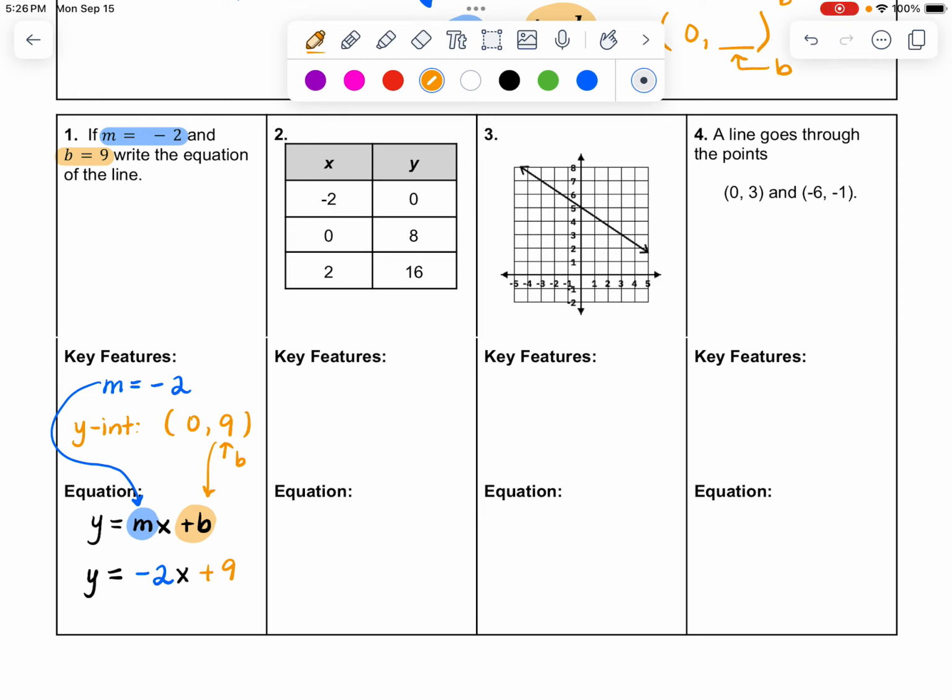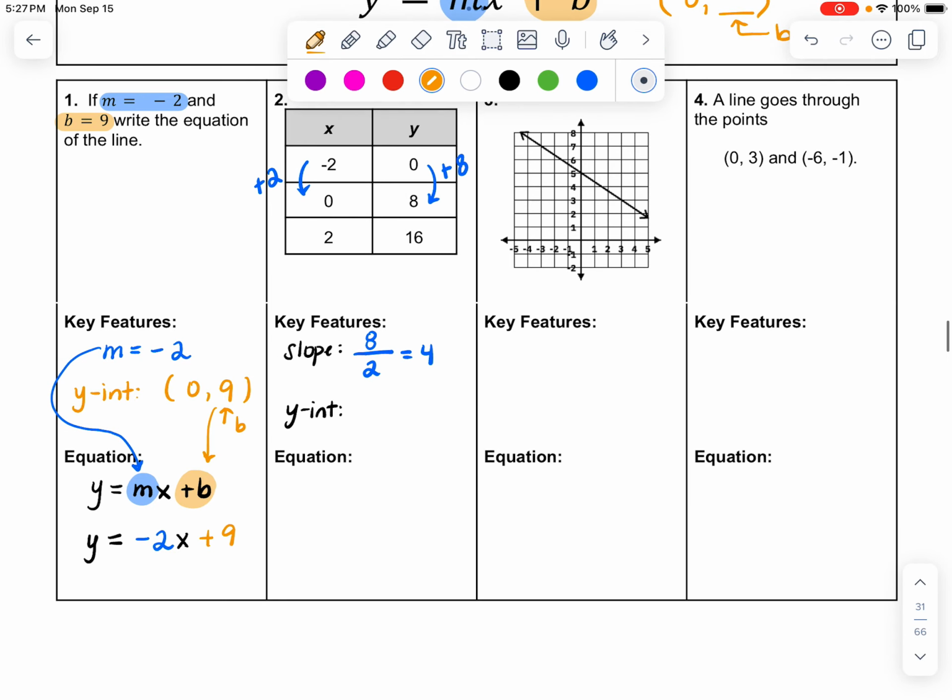Let's try that again. So I'm giving you a table here. Again, we need to find the slope and we need to find the y-intercept. Now to find my slope, I need to look at the pattern. The y pattern is +8 and the x pattern is +2. So my slope will be the y pattern divided by the x pattern. If I type that into my calculator, it does simplify and it just makes 4.